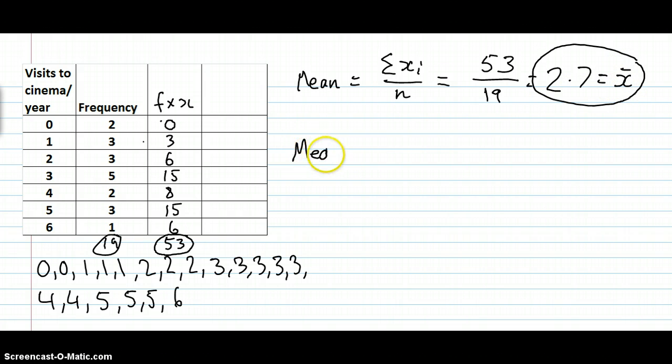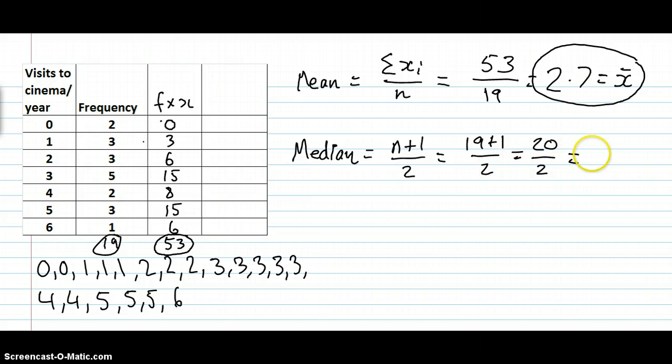Okay, now for the median. If you remember, the median is the middle number. To find which number is the middle number, I can take the number of scores, add 1, and divide by 2, and that will give me the score I'm looking for. So the number of scores is 19, so 19 plus 1 equals 20 divided by 2. So I'm looking for the 10th score.